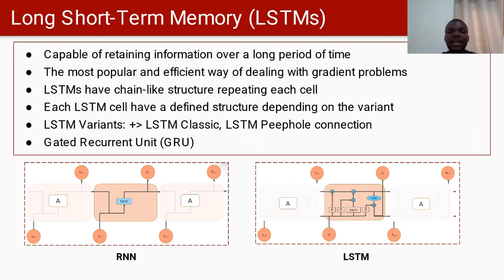Now they both have a chain-like structure, but the modules that form these chains are quite different. The modules of the LSTMs have gates, which control the flow of information through the network. We will discuss these gates more in the coming slides. LSTMs have different types, such as the classic LSTM and the peephole connection. We also have another variant of RNN, which we'll discuss later, called the GRU.